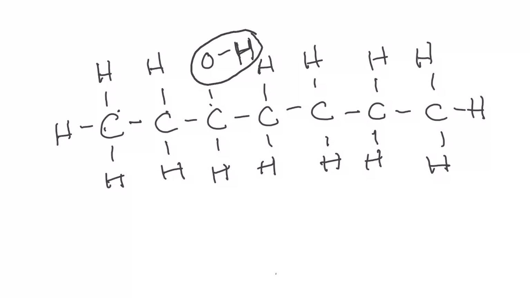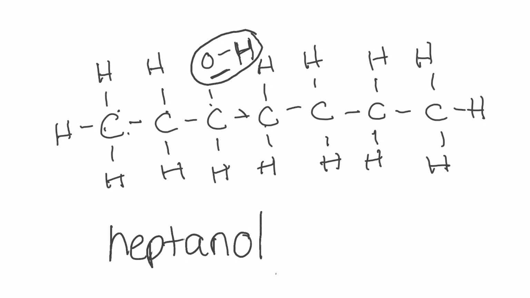So what is the name of this alcohol? Hopefully you remember from a previous video that we count the carbons first. 1, 2, 3, 4, 5, 6, 7 carbons in a row. That gives me hept for 7. And in between each of these carbons is a single bond, so it has AN. And the OH functional group gives it the ending OL, and that's heptanol.